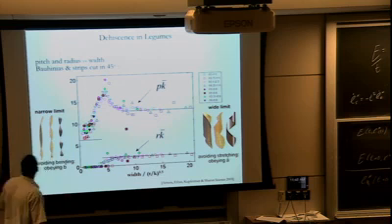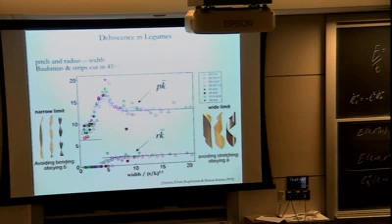So this is what happens when you're curvature driven. The other thing happens when you're metrically driven.